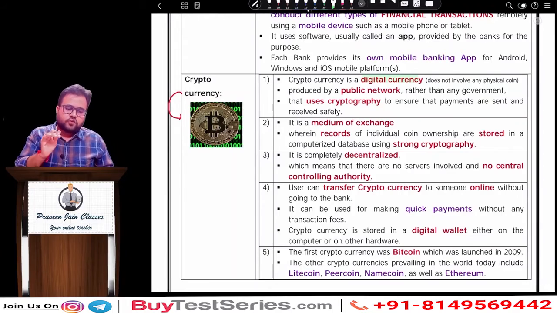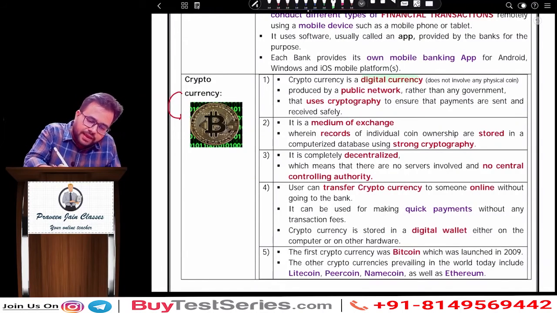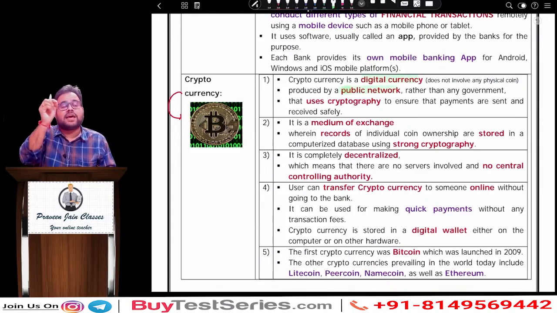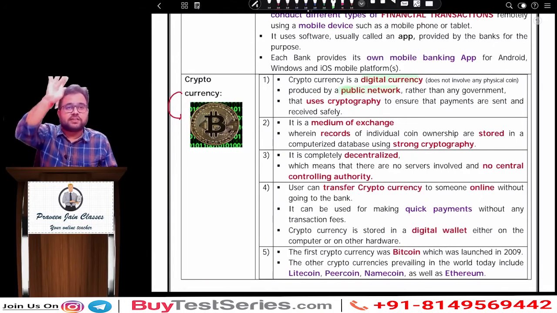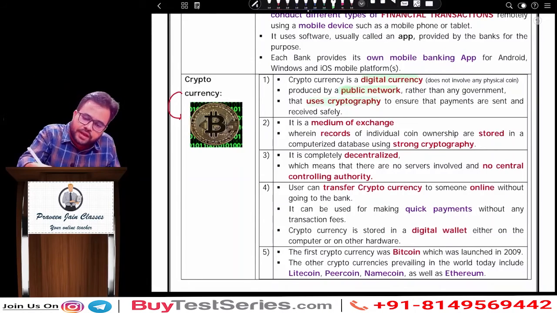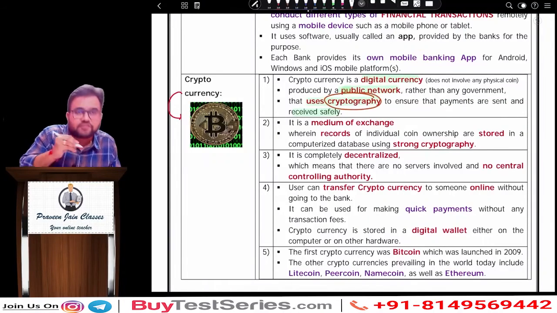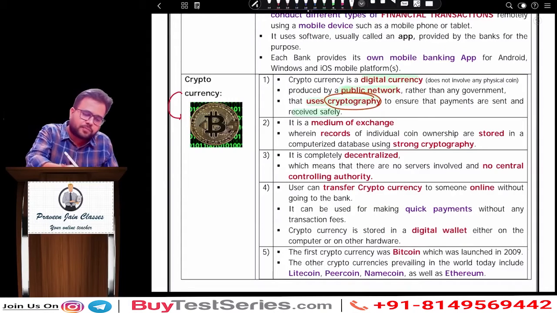Okay, so cryptocurrency is a digital currency, है ना, produced by a public network. मतलब they are only existing in the public network, that is the internet world में, digital world में they are there. And they are using what bacha? Cryptography to ensure that payments are sent and received. And I have already told you what is cryptography. Okay? Exam mein you need not explain.